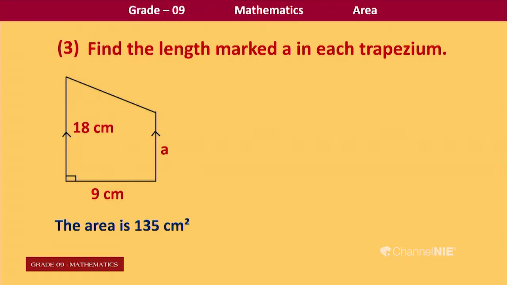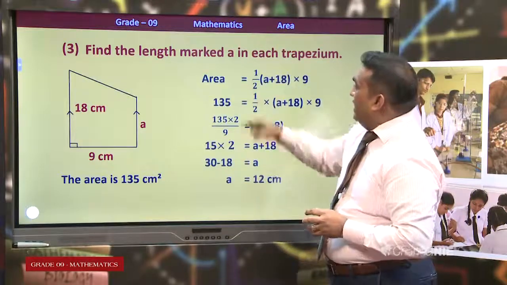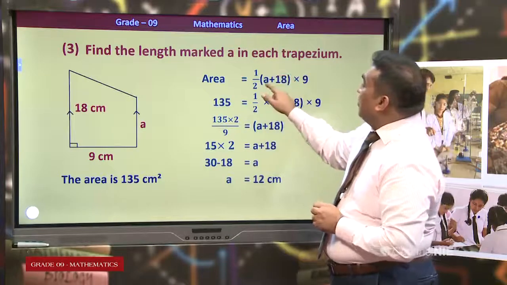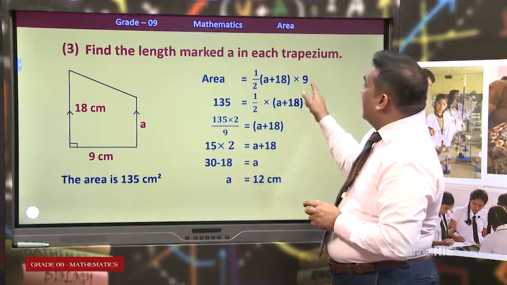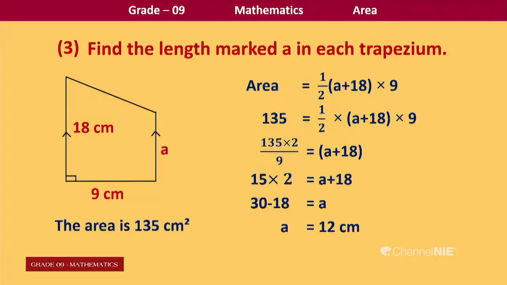Now you have the area, and you have the measurements based on the area. Then you can make a formula using the definition. Area equals half into the sum of the lengths of the two parallel sides into the perpendicular height. Area is 135. This is half, a plus 18, into 9. Now you can multiply both sides by 2 to cancel out the 2. Then you can divide both sides by 9 to cancel out the 9.